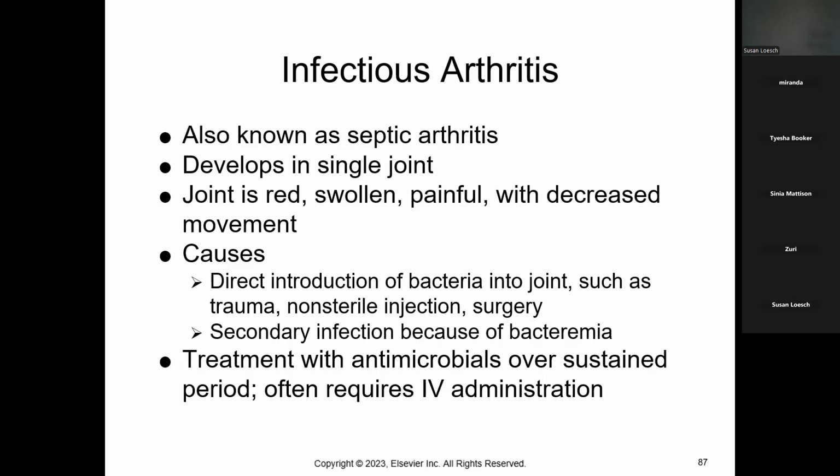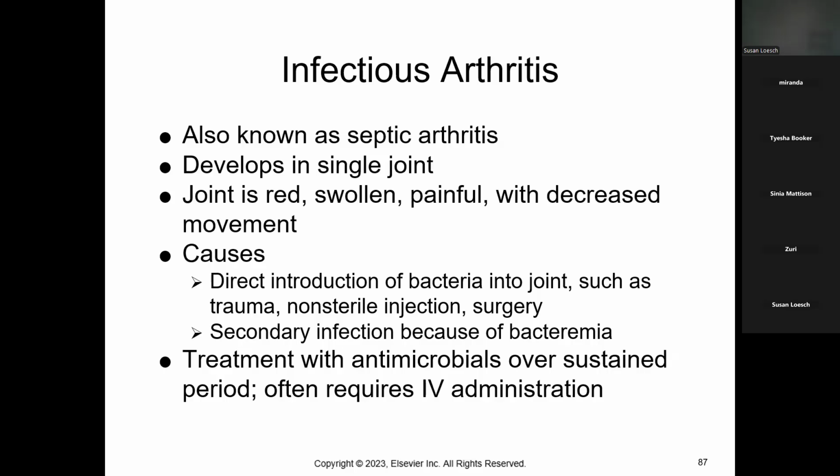So yesterday we stopped with septic arthritis. I went over that and I was explaining to you guys that a lot of times people will get this from things like gonorrhea or some other bacteria. It usually is going to happen in one joint, a lot of times like in a finger. It can also happen though from introduction of that bacteria from trauma, some sort of non-sterile injection, so somebody shooting up drugs, or surgery. Secondary infection because of bacteremia.